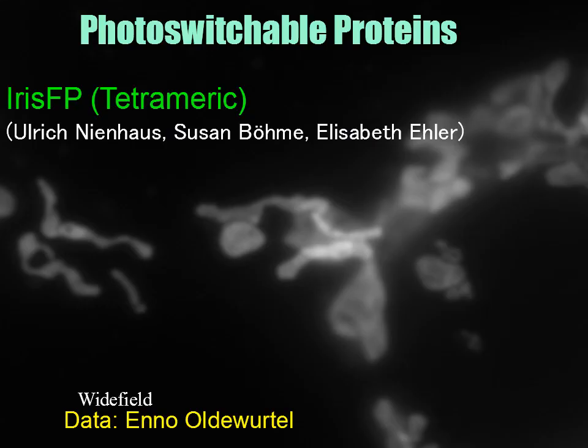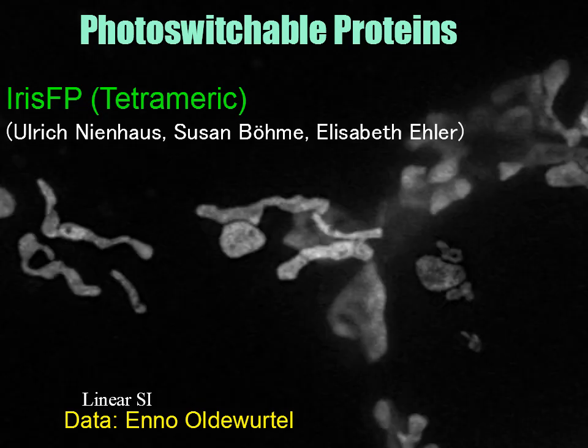So here you see some experiments that we did around, when was it, probably 2008, 2009 at King's College London. This was work done by Enno Oldevogel in my group there. We used a nice protein from the Nienhaus group called IRIS-FP. It's a tetrameric molecule, and it stained mitochondria. Here you see the wide field image, and in the next slide you see the structured illumination reconstruction. That's what you get here.